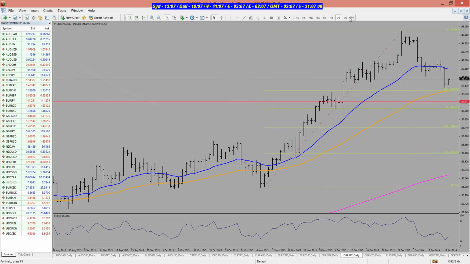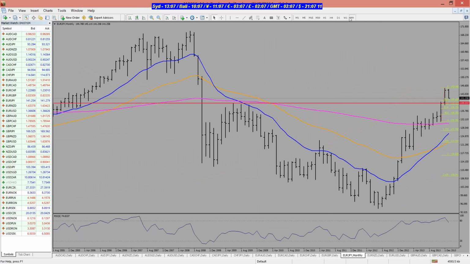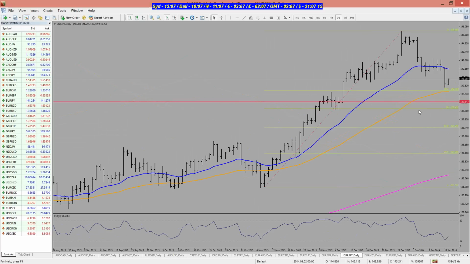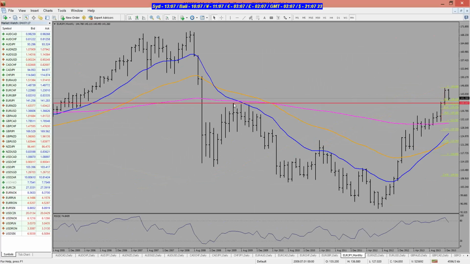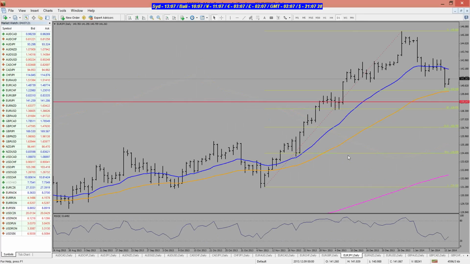Like the Swiss yen, this one didn't quite get to support, so I'd be a little bit more conservative about this one. Support's down here and it hasn't got there yet, so I'll be looking at the Swiss yen rather than this one.